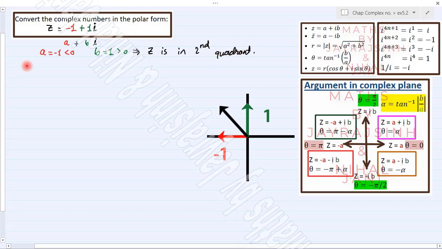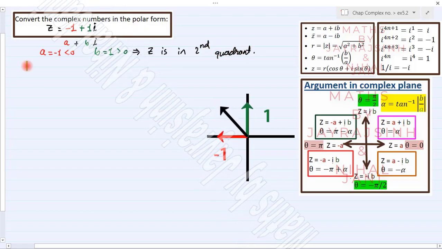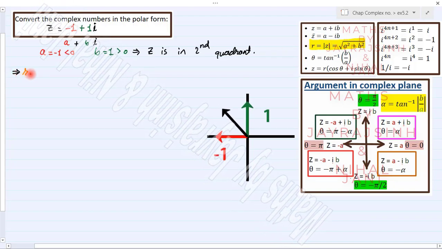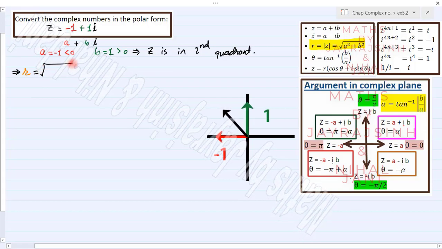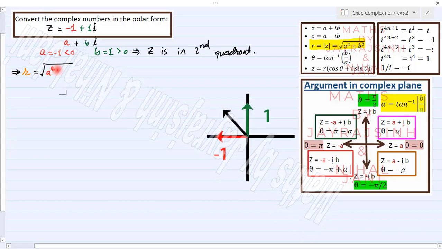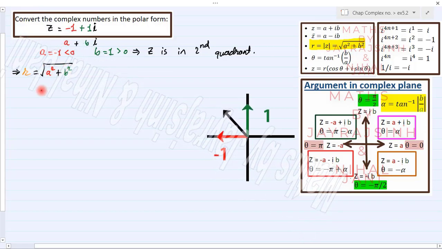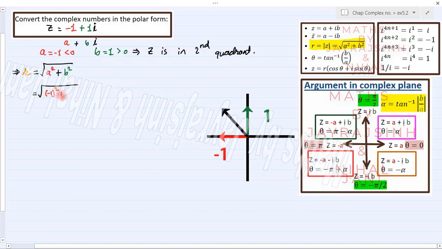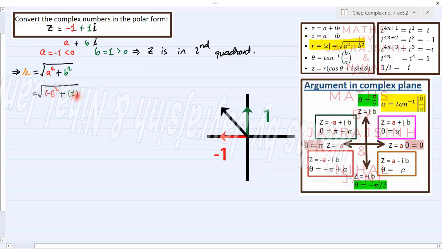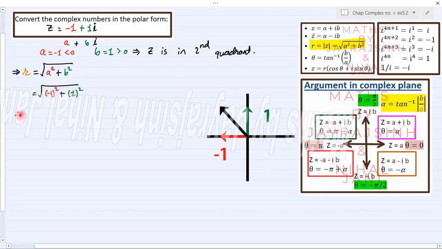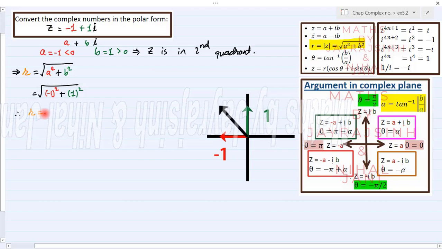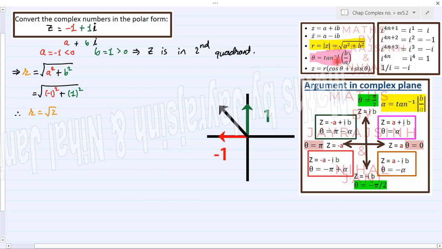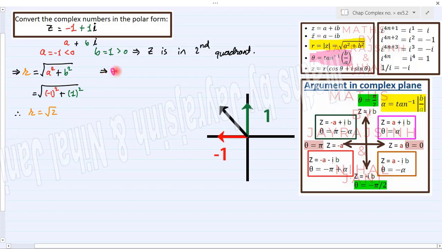Now for polar form we need two things. The first one is modulus of complex number, under root of a square plus b square. Your real part is minus 1 and imaginary part is 1. So we will get r is equal to root 2. Now the second required quantity is theta.